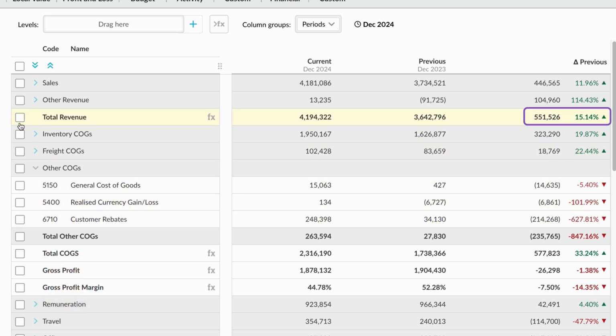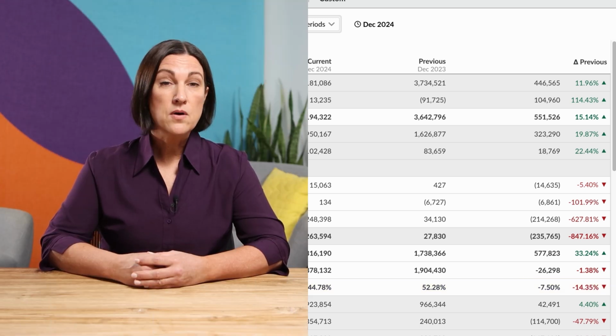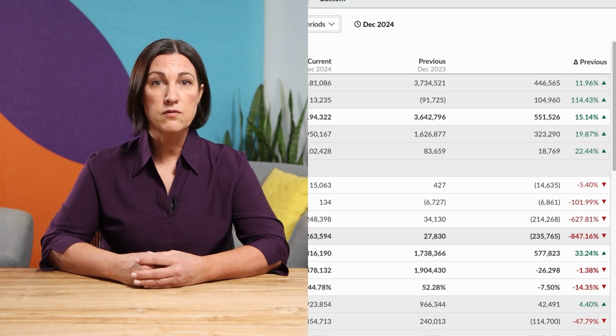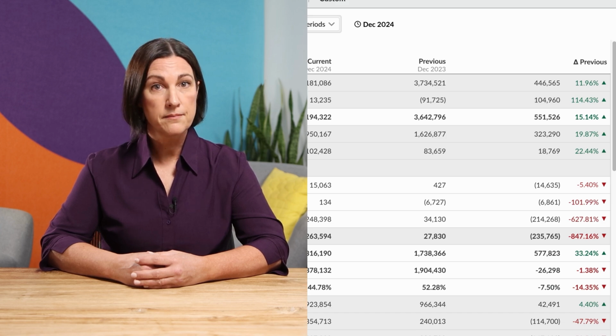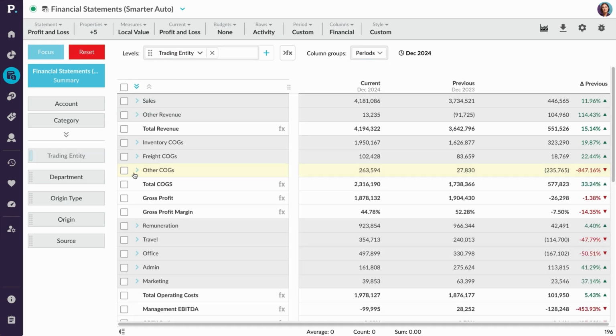Here, I can see that total revenue is up, but gross profit margin, even though it's small, is going backwards and is slightly down. I need to see what's going on, so I'm going to drill into the data to uncover where this is happening and why. I'll add my subsidiaries to the levels so I can break this down in one view.